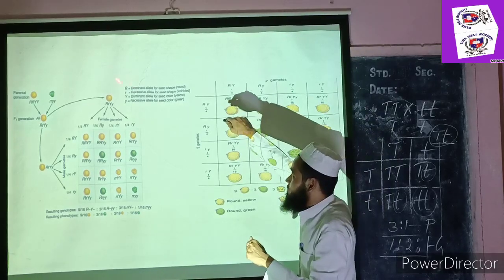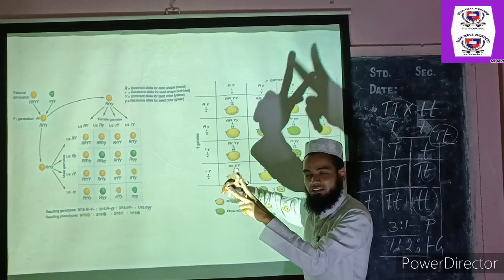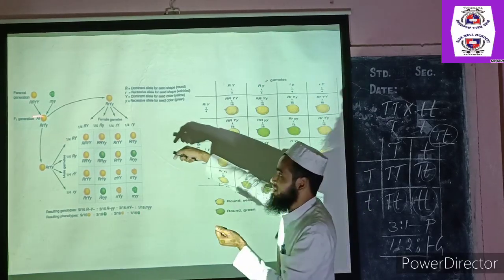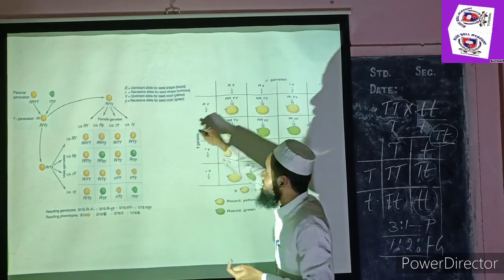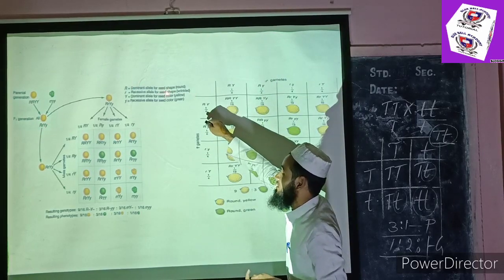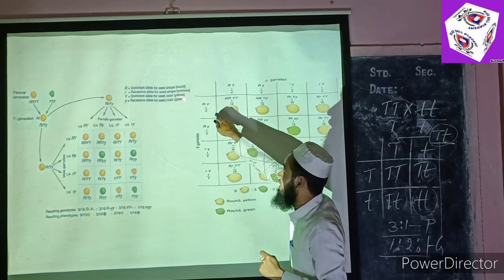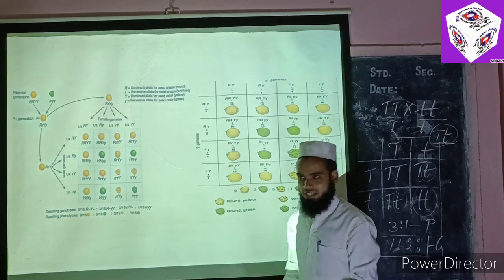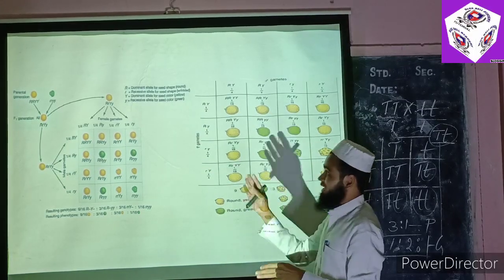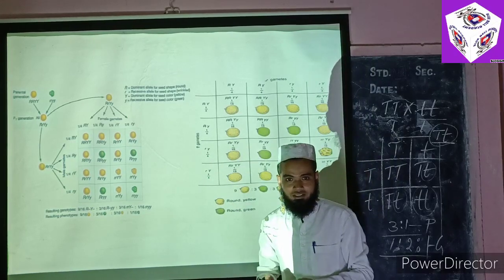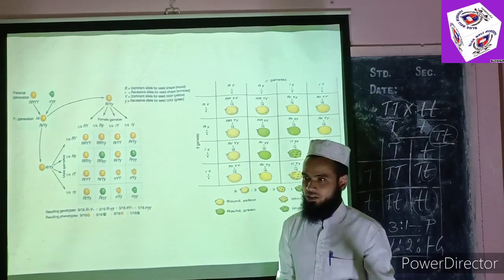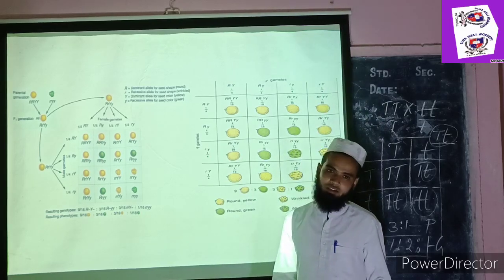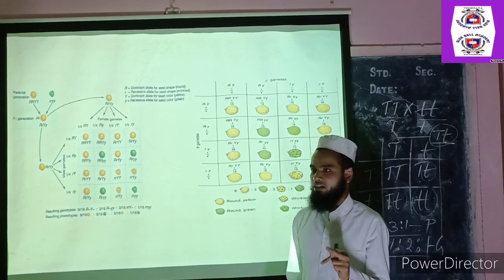Then we have two pairs of characters. The pairs of factors are controlling two different characters. When they are separating in the F1 generation, the R is not depending, that is, round is not depending upon the wrinkled, or yellow is not depending upon the green. They are moving independent of each other. Did you get it? The pairs of factors controlling separate characters move independent of each other during gamete formation. This law is considered the law of independent assortment. It is the second rule of inheritance.